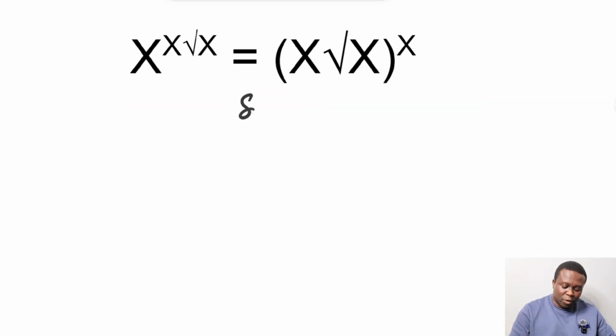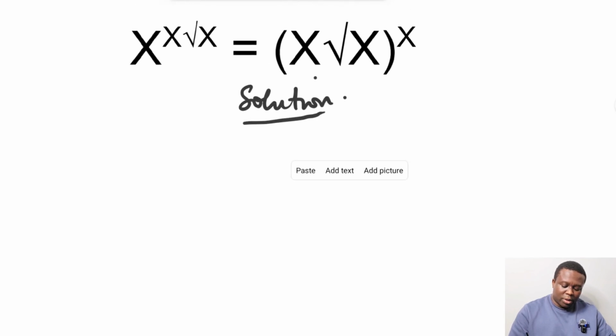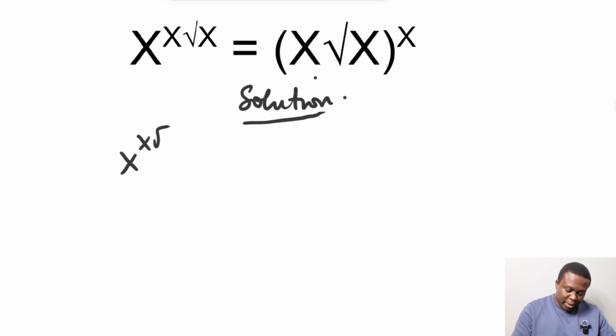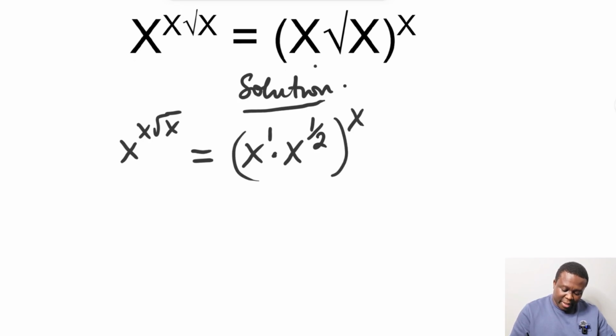So, solution. Now we're going to start by rewriting the right-hand side of this equation. So we have that x raised to the power x root x is equal to x, which is the same thing as x raised to the power 1, and square root of x is the same thing as x raised to the power half, and everything raised to the power of x. We can rewrite the left-hand side as well.